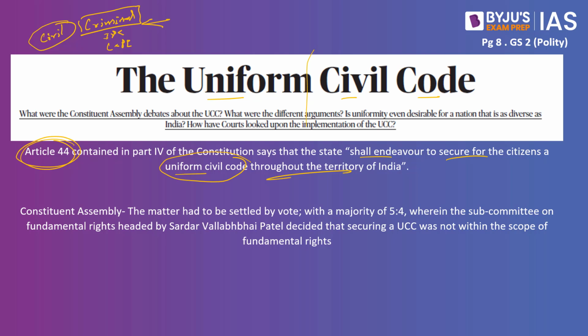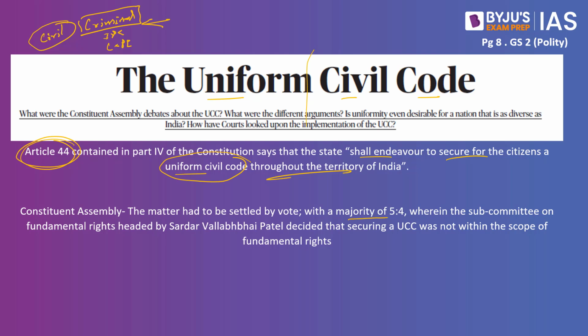So the Uniform Civil Code is basically looking at bringing the personal laws under the ambit of uniformity, which is why it is placed under the directive principles of state policy. What we have to focus on is the Constituent Assembly debates. When we look into the Constituent Assembly debates, there were people who were supporting that yes, this should be under the fundamental rights. There were people who were opposing that this should not be under the fundamental rights. So in the Constituent Assembly, the matter had to be settled.